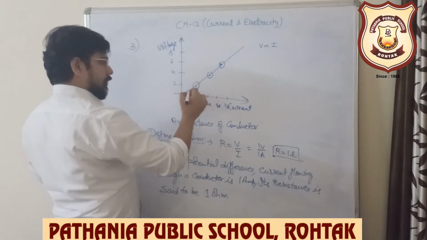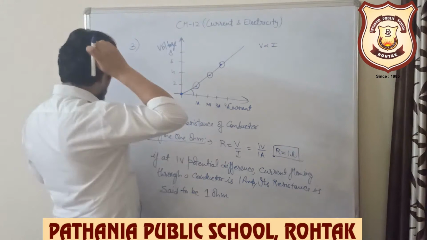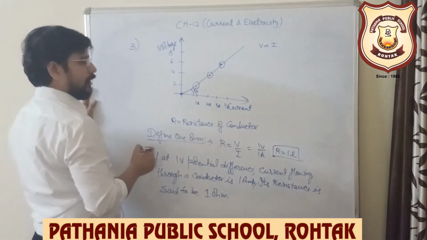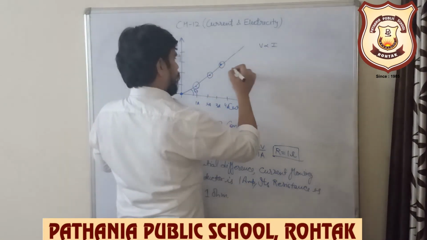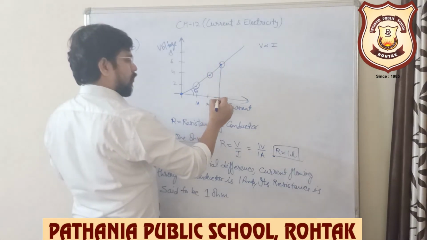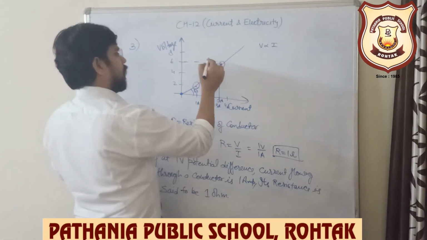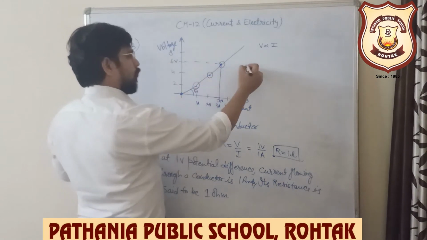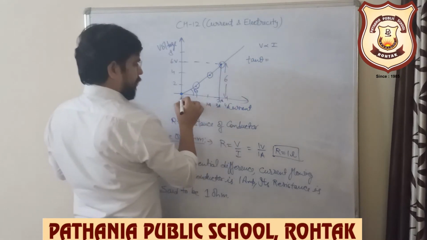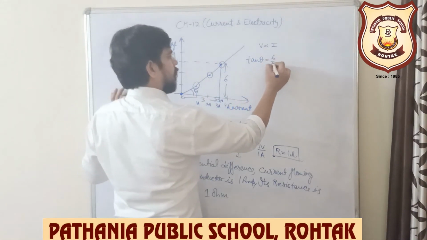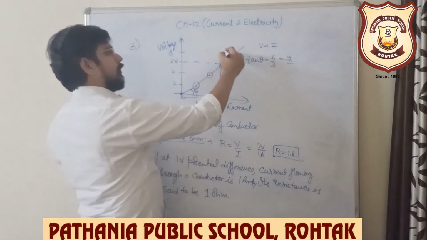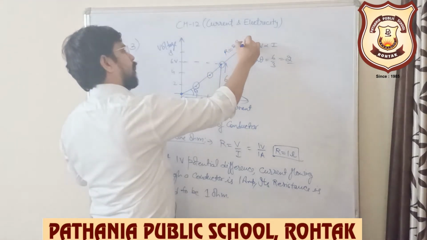The straight line graph is indicating that V is directly proportional to I. And if theta is given, suppose here theta is some value theta, then let me tell you, if you complete this triangle at any value, say at the bottom it was at 3 ampere and on vertical axis it was at 6 volt, then we know that tangent theta will become 6 divided by base, that is 3, that is 2. So tangent theta is 2, and 2 is the value of resistance of this conductor. R is equal to 2 ohm for this conductor.